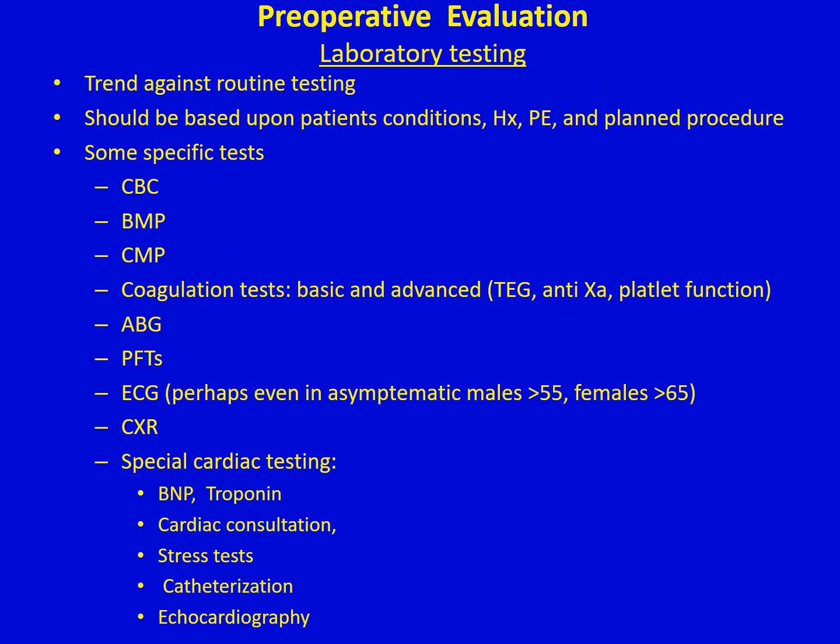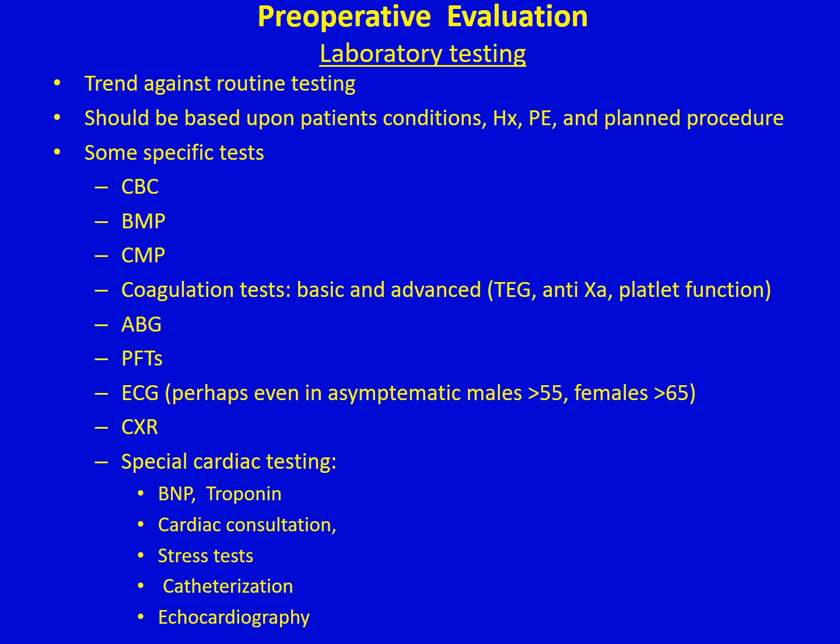Then there's a whole issue of laboratory evaluation. There's a big trend now, an important trend against routine testing. And the bottom line is you never do a routine test. They should always be based on the patient's condition, your history and physical, and the planned procedure. And there are many detailed chapters and articles about when to do what tests, which are beyond our review today, but you'll become familiar with it.